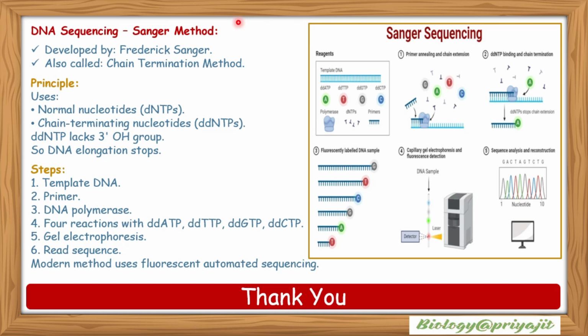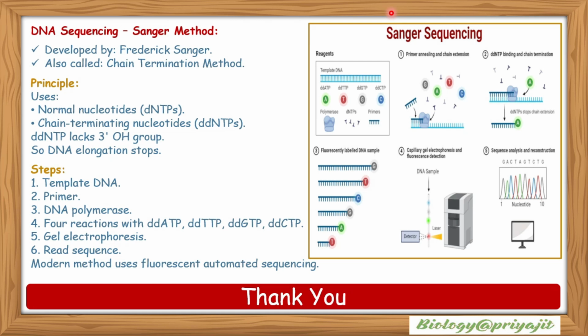DNA sequencing by means of Sanger method, developed by Frederick Sanger, also called as chain termination method. Its principle uses normal nucleotides or dNTPs, chain terminating nucleotides or ddNTPs, and ddNTP lacks 3' OH group, so DNA elongation stops. And the steps include template DNA, primer, DNA polymerase, 4 reactions with ddATP, ddTTP, ddGTP, and ddCTP, then gel electrophoresis, then read sequence. Here the modern method uses fluorescent automated sequencing.